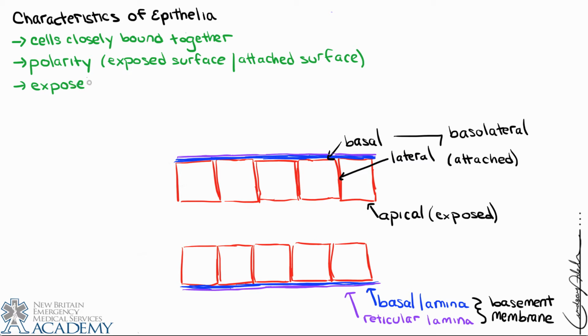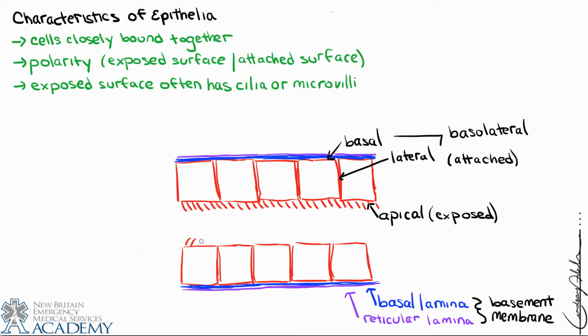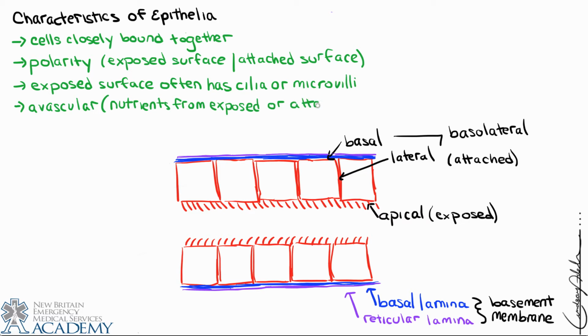Typically the exposed surface will contain either cilia or microvilli. And so in this case we'll draw in some cilia. And often the cells themselves are avascular, meaning that they don't have direct access to a blood supply. So they have to get their nutrients either from the exposed surface or the attached surface. So if we have oxygen traveling through this lumen, we can see that it will diffuse right into the cell. So it's not coming from the blood, it's just coming sort of direct.